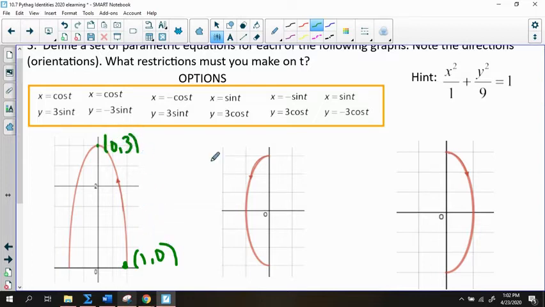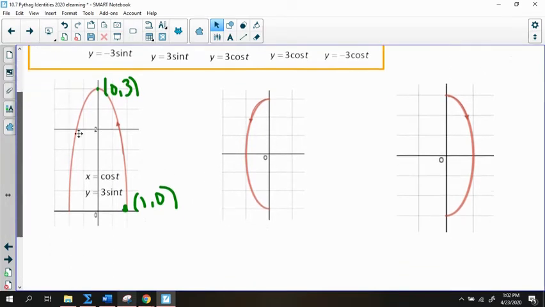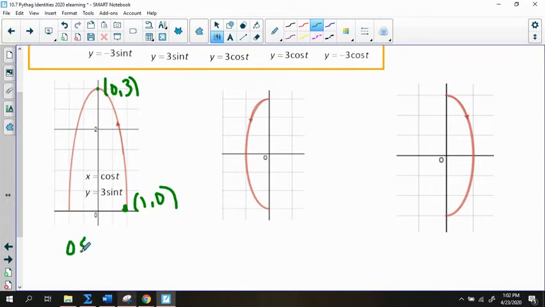So when I look at this, I think, well, I want it to start at 1, 0. That means my cosine has to be at the x, because that's how I'm going to get on the x-axis, is using cosine with the x. So right here, I'm looking at this one. If I put 0 in for time, I get 1 for x. If I put 0 in for time, I get 0 for y. If I go to pi over 2, then I'll get this point. So this is what I want for this first graph. And I'm only going to go from 0 to pi.